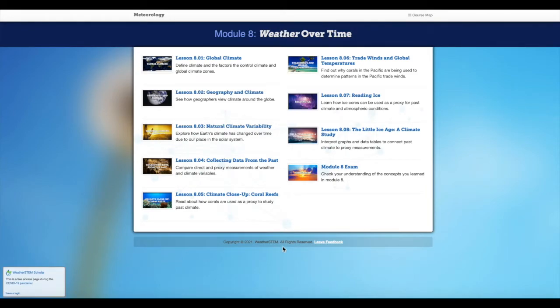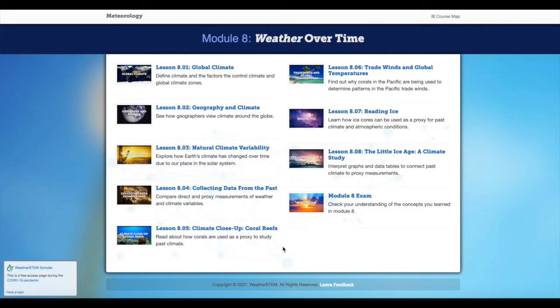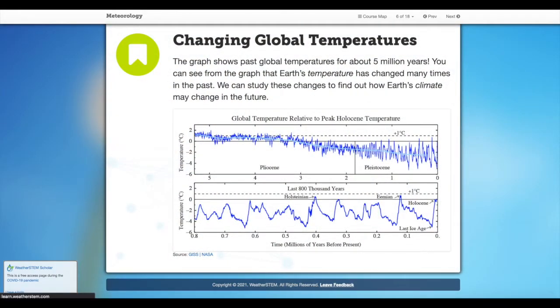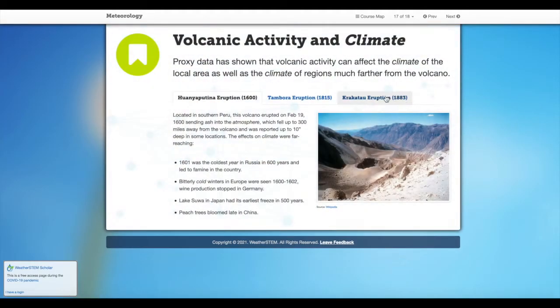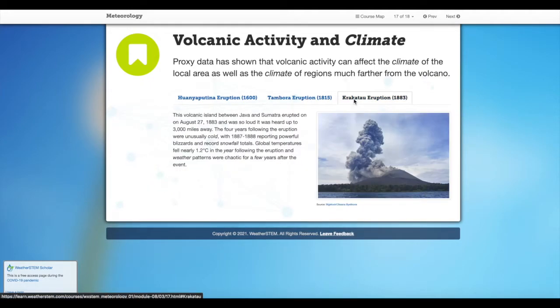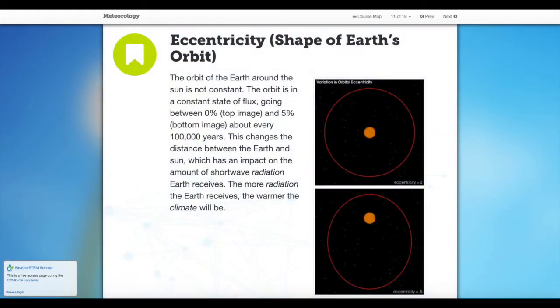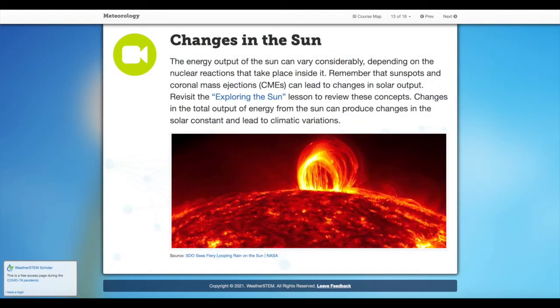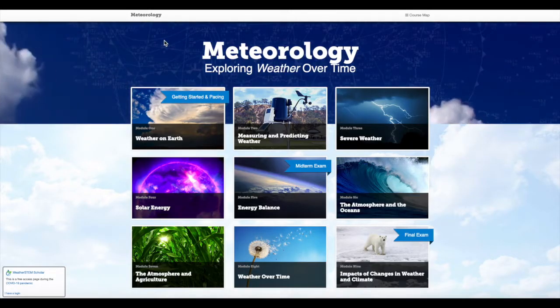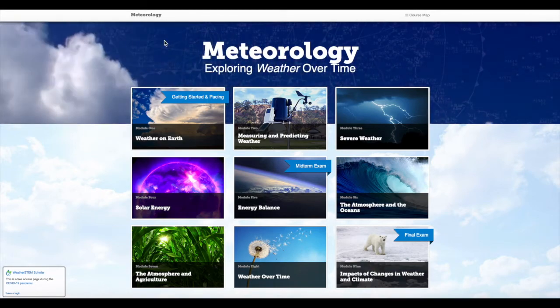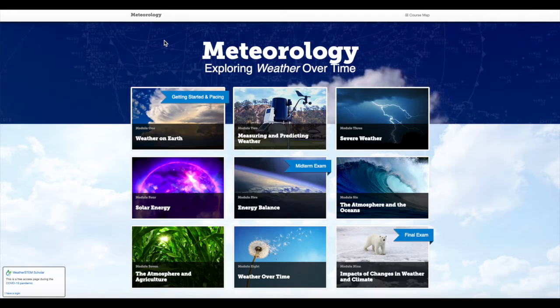This concept is discussed in one of the lessons in Module 8, Weather over Time. The third lesson, Natural Climate Variability, provides an overview and discusses changes in global climate on different timescales due to large volcanic eruptions, ocean circulations, solar output, and changes to Earth's orbit and the orientation of its axis. Beyond this module, the course covers additional topics including severe weather, energy balance, weather in agriculture, and changes in climate.